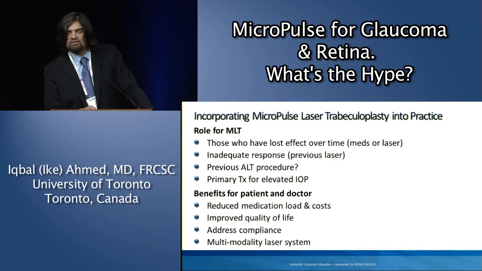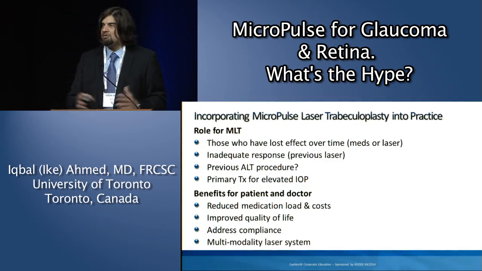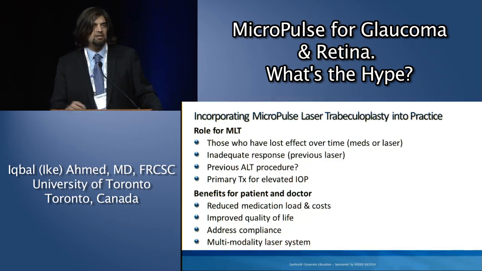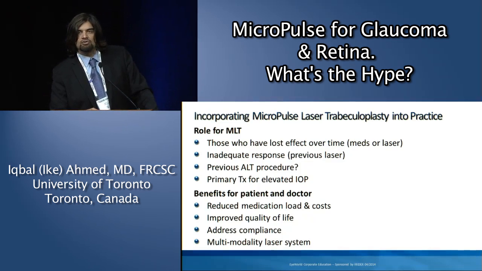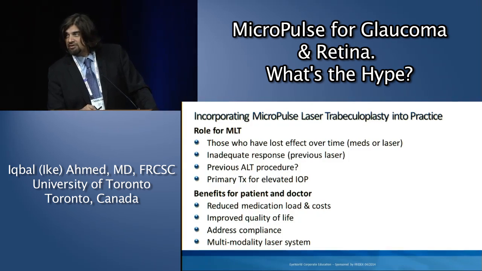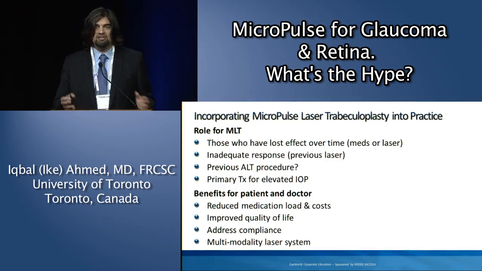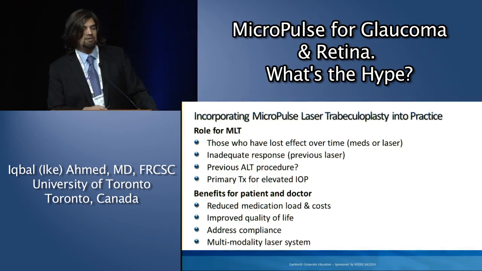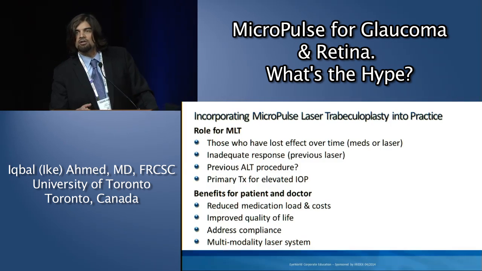The question again is, what is the role for MLT? I look at this as a role that we see in patients for whom we consider laser trabeculoplasty: compliance issues, those that have lost effect with medications, inadequate response. We're now treating patients with previous ALT and previous SLT. We have a cohort of patients that have had previous SLT to see whether we get a response from MLT. We'll be looking at this further, and certainly there are a number of patients that we discuss and offer with regards to primary therapy.